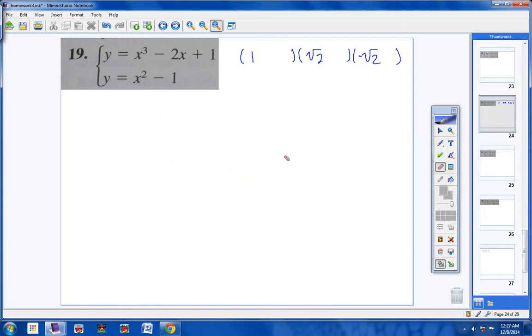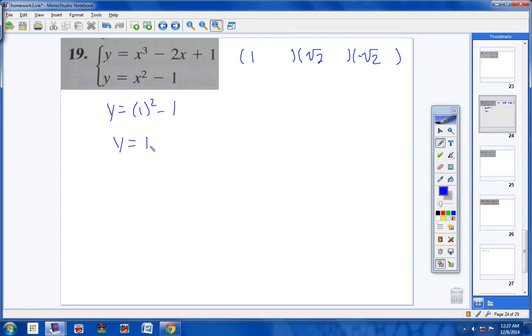So now all that we have to do is find the corresponding y values. And that's pretty simple, guys. Look. You are more than welcome to use this equation here. That's totally fine, but it's a lot more work. I'm going to use this one here, y equals x squared minus 1. So where the x squared is, I'm going to put a 1 in for x.